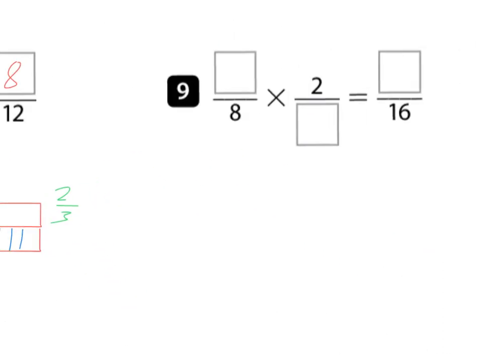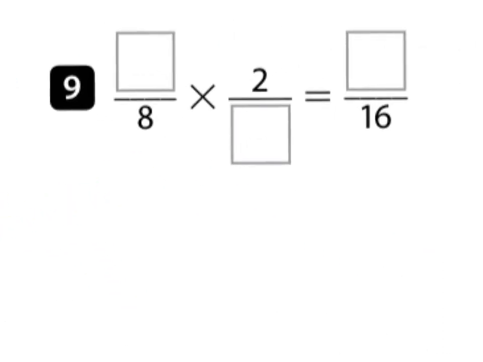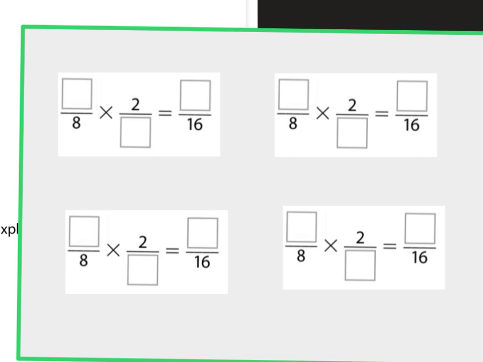And then finally, number 9. Alright, for the very last problem, I went ahead and copied this 4 times so I could show you exactly, or that you could do it in different ways. So remember, whatever you do to your numerator, you must do to the denominator. So I know it's going to be times 2 all down here. And that's how we get 8 times 2 will equal 16.